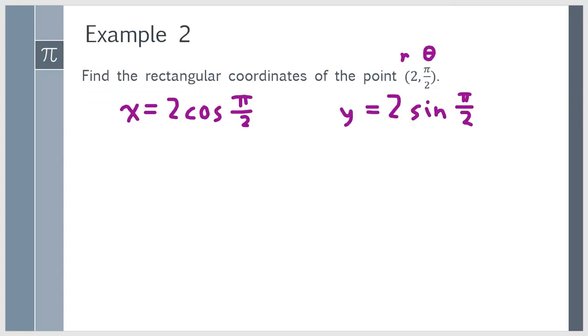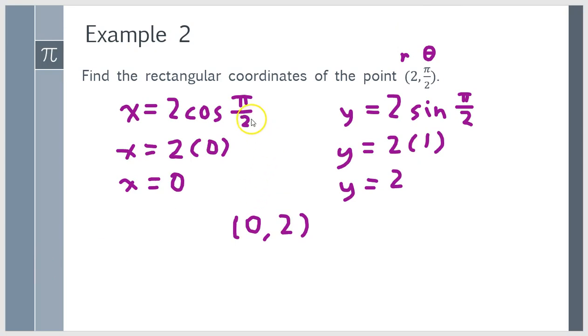Whenever you're asked to find the rectangular coordinates and you're given a point in polar form, first make sure you recognize that the R value is the first number and the theta value is the second number. Then make sure you know the formula X equals R cosine of theta and Y equals R sine of theta. As long as you plug those two numbers in, all you'll have to do is a quick computation. You can either evaluate the cosine of pi over 2 using your calculator, or for angles that we're familiar with, you can usually just do this off of the unit circle or from memory instead.